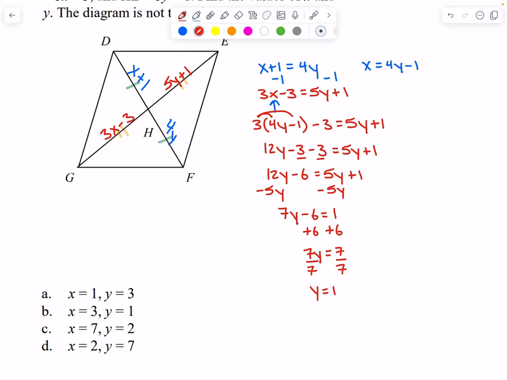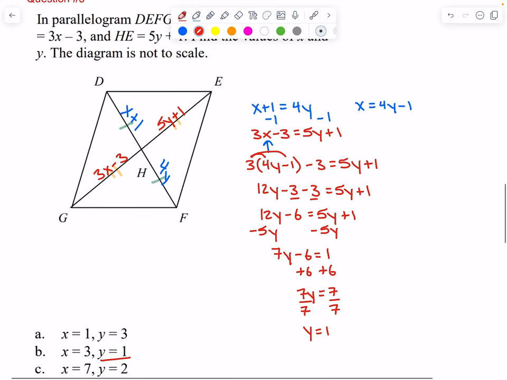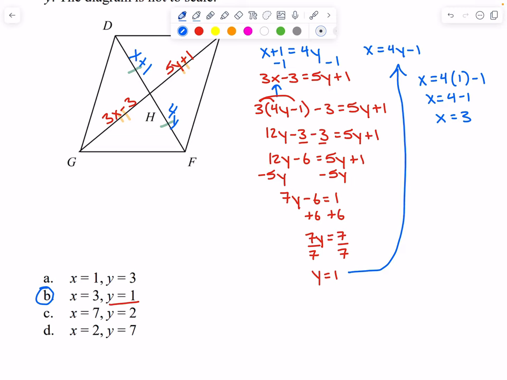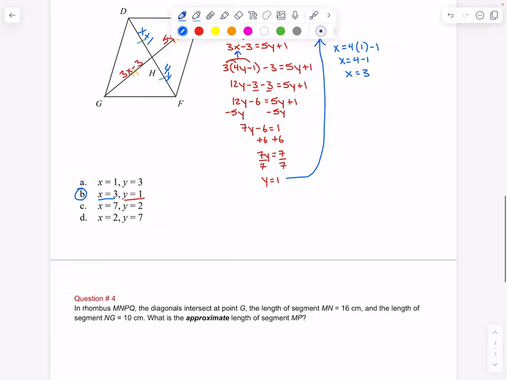Now that we've got y equals 1, you can look over here and see that the only answer is B that has y equals 1, but we don't want to just choose B. Let's go back and plug in the y to figure out the x now. So we figured out in the very beginning of the problem that x equals 4y minus 1. So now we can say x equals 4 times 1, and then minus 1. So 4 minus 1 would be x is equal to 3. So then we can verify that B is the right answer, because it has x equals 3 and y equals 1. All right, let's look at one more question.